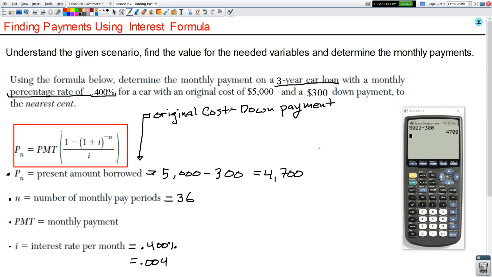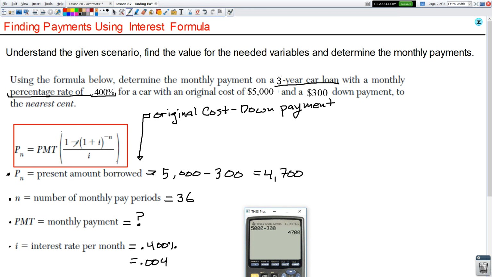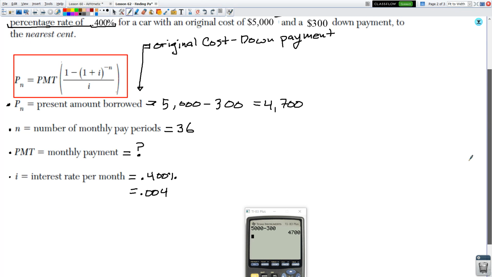Now the question here, what is the monthly payment? Because they're asking us to determine the monthly payments. So we want to figure out the value of PMT, which is the monthly payments. This is the unknown. So notice that we have a formula, we have a value for each of those variables, and we know what we're looking for. All we have to do now is plug that information in.